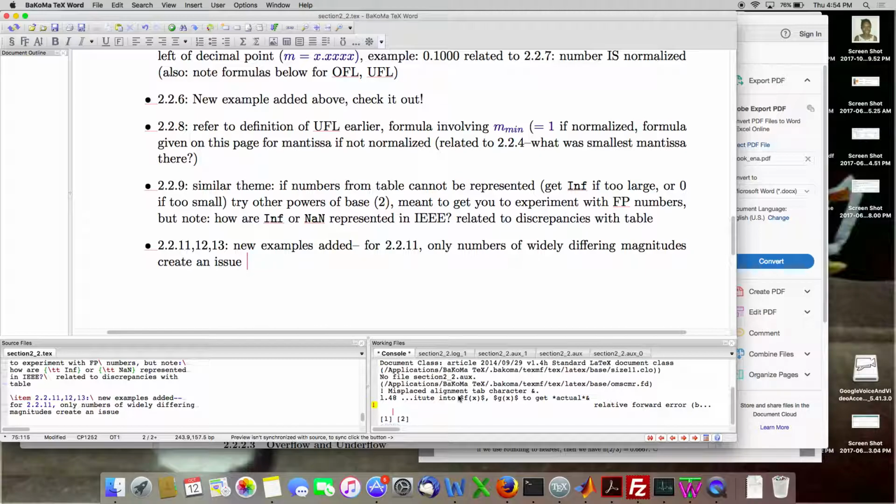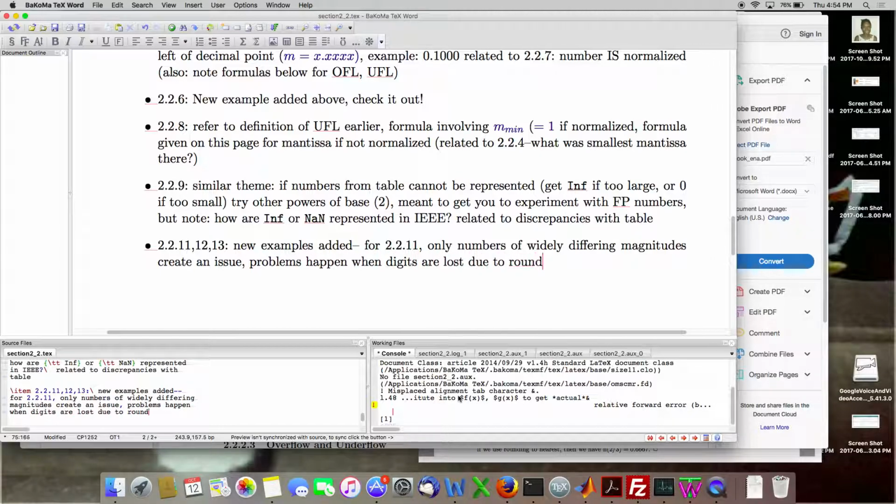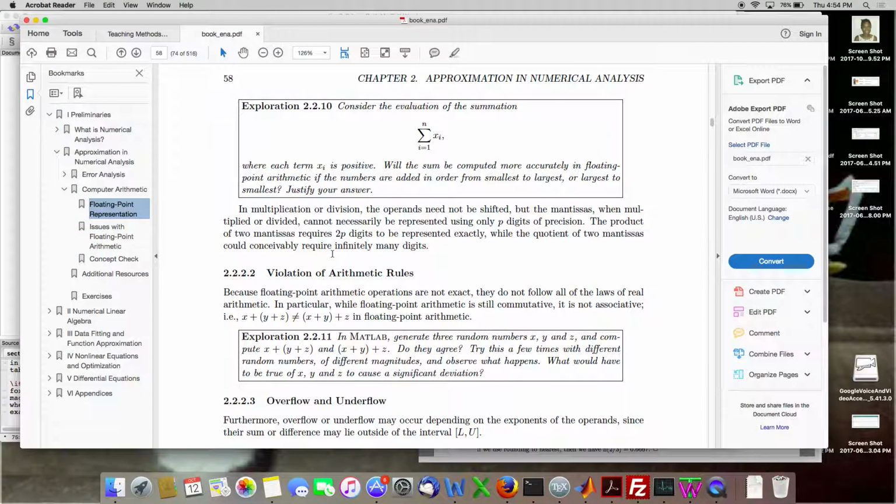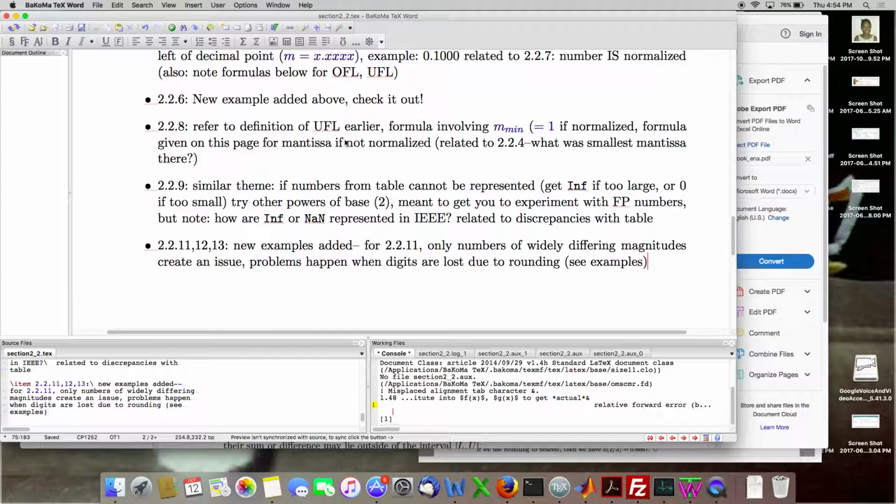Okay. So problems happen when digits are lost due to rounding. Again, examples that I added will illustrate this effect for small cases like just adding 2 numbers. Now what if you're adding more than 2, like 3 for associativity, or a list of numbers like in 2.2.11, and also 10. This relates to that too.